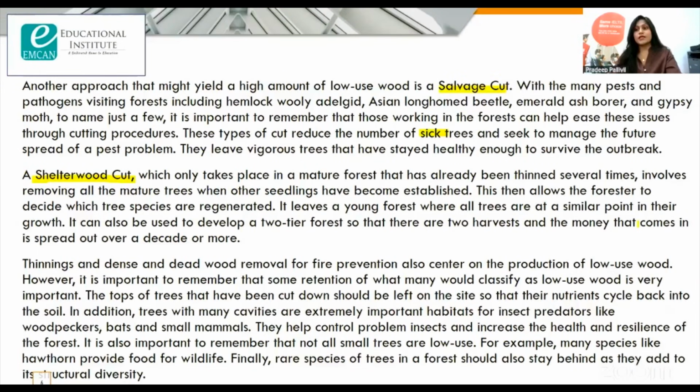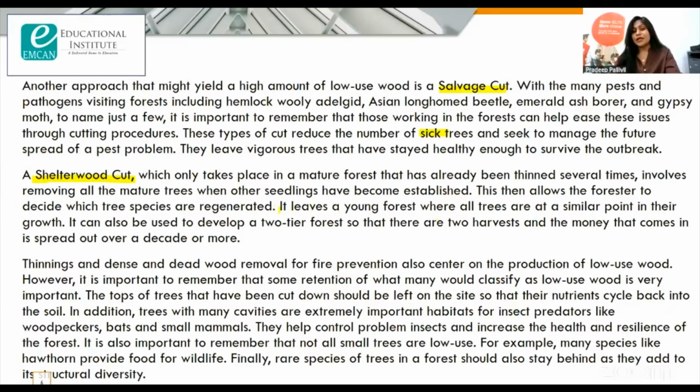Now we still have another paragraph to read, so let's read that too. That's under shelter wood cut. A shelter wood cut, which only takes place in a mature forest that has already been thinned several times, involves removing all the mature trees when other seedlings have become established. This then allows the forester to decide which tree species are regenerated. It leaves a young forest where all trees are at a similar point in their growth.